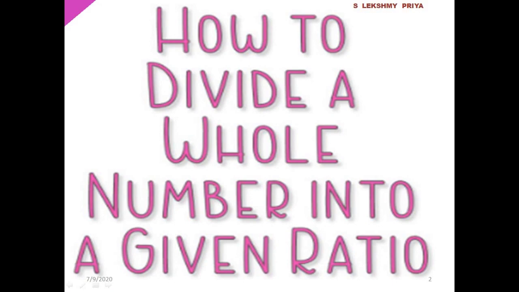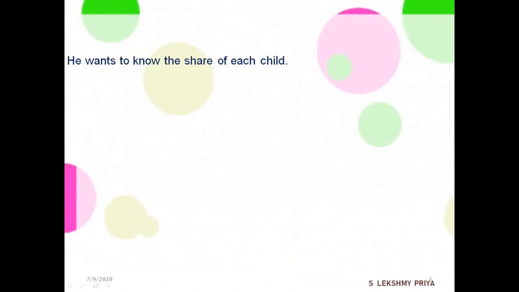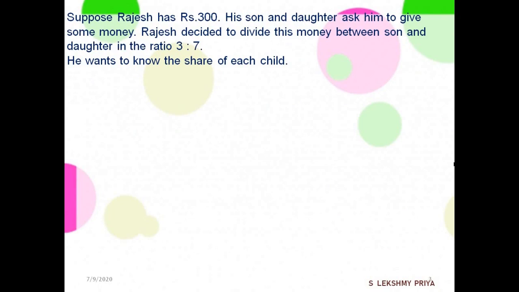Today, let's discuss how to divide a whole or a quantity in a given ratio. Let's start with one example. Suppose Rajesh has rupees 300. His son and daughter ask him to give some money. Rajesh decided to divide his money between son and daughter in the ratio 3:7. He wants to know the share of each child.